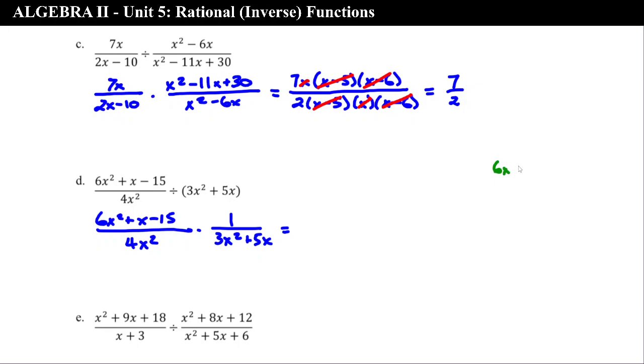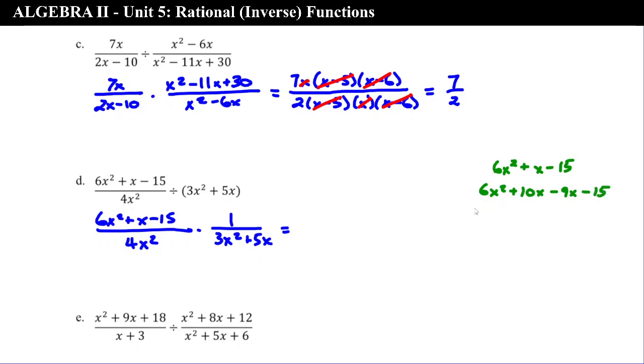So we've got 6x squared plus x minus 15. So we need two numbers that multiply to give us negative 90, because 6 times negative 15 is negative 90. So we want two numbers that multiply to give us negative 90 and add to give us 1, because that's our middle term. And so the two values would be positive 10 and negative 9. So we're going to split it up that way. Okay? We're going to have 6x squared plus 10x minus 9x minus 15.